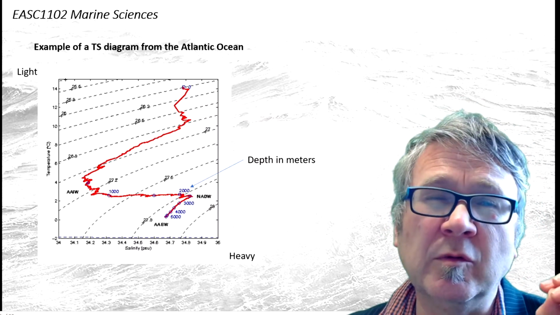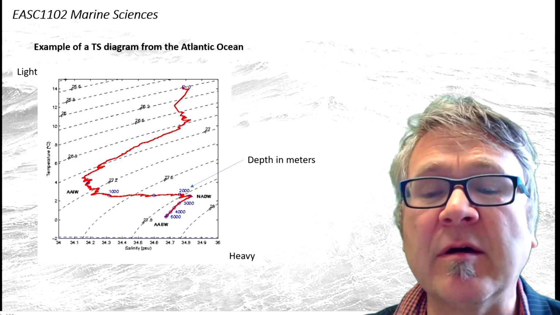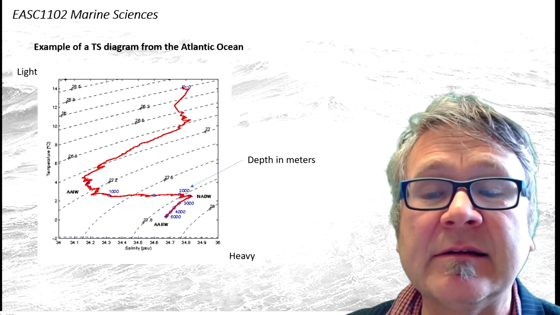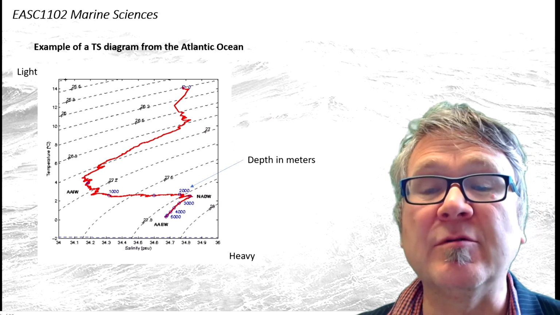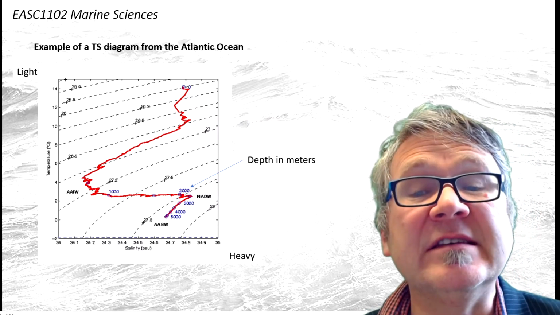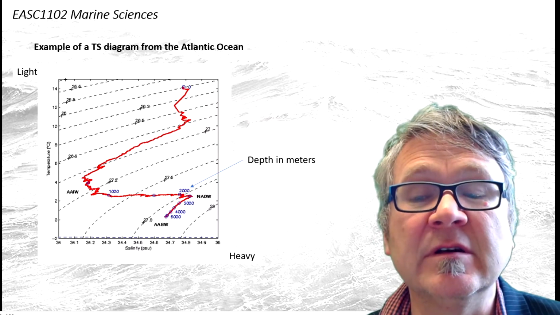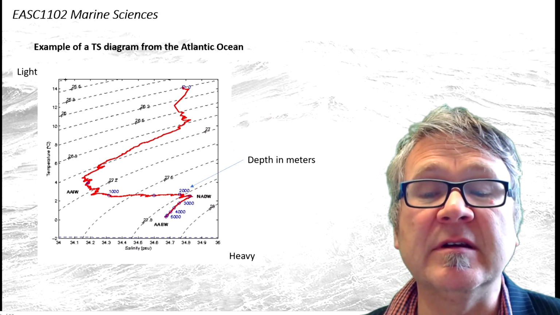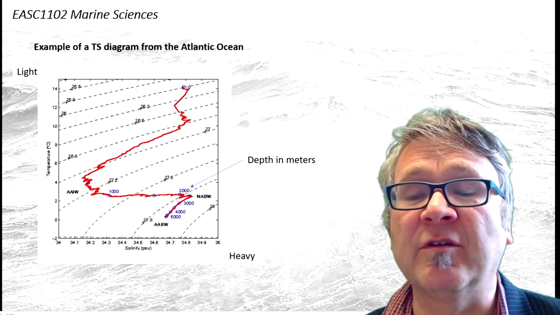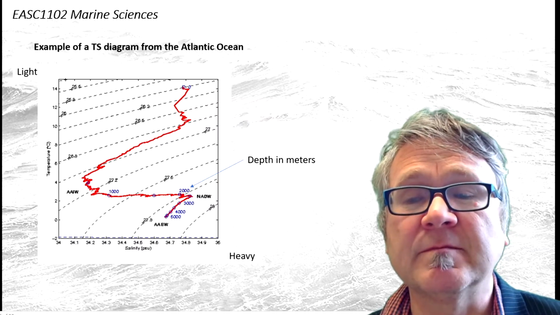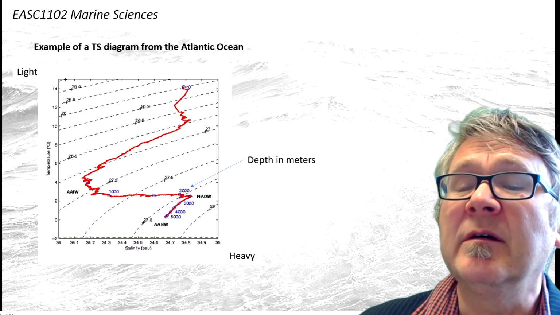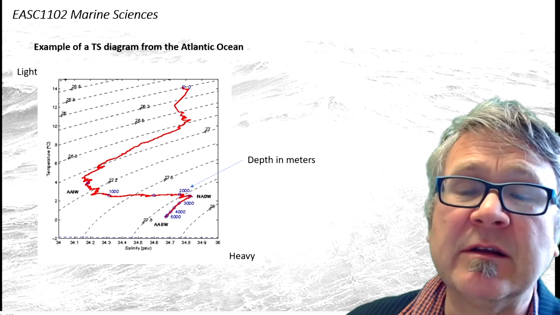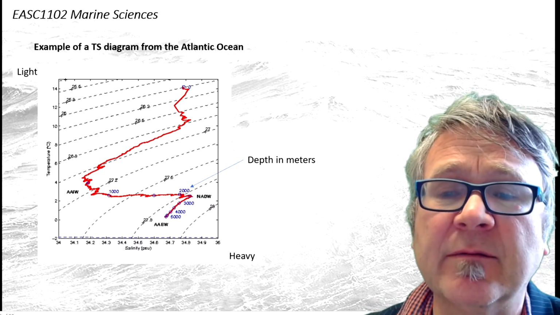In order to know the depth in these diagrams, the depths are added as these blue numbers in meters. So you can see a 0, which corresponds to the surface, and then you can see 1,000 meters, 2,000 meters, 3,000, 4,000, and 5,000 meters. And the structure that you find is quite special and different to what you actually expect.